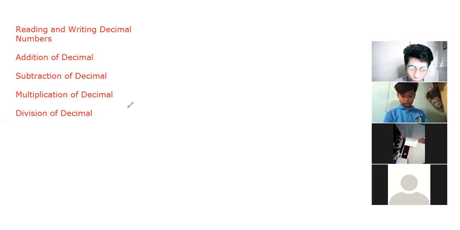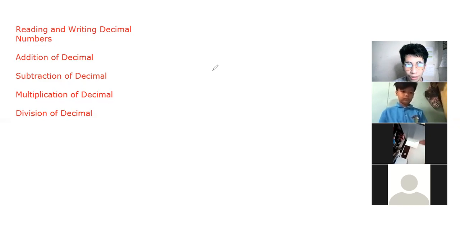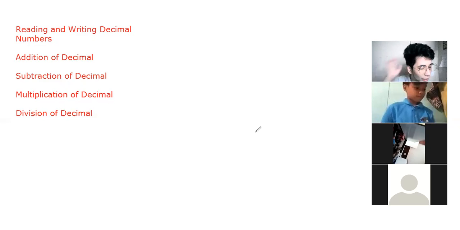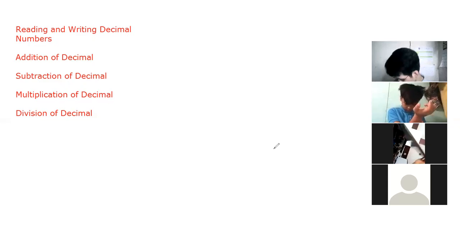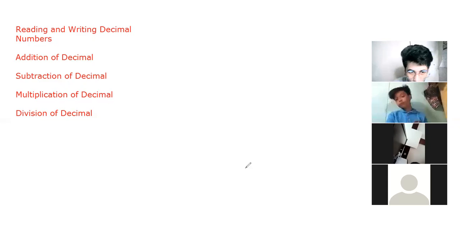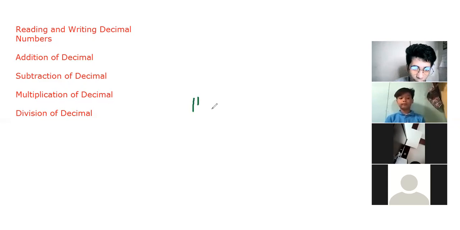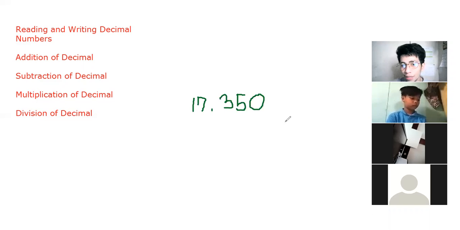We're going to write it, right? The reading and writing of decimal numbers. We write or read the decimal numbers. Then, we also find out the place value and the value. For example, we have here 17.350, thousands. 17 and 350,000. If I underline, how can we read this one?